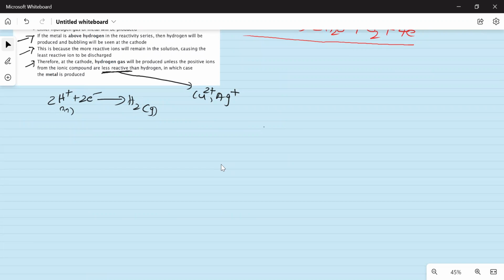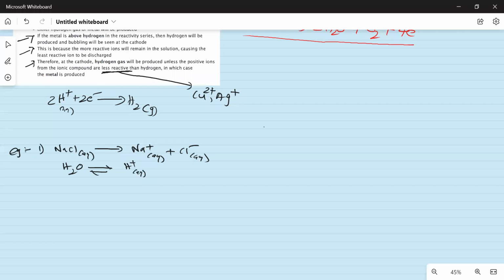We'll see the first example. The example is given above, the very first example we started: sodium chloride aqueous, example number 1. First of all, my dears, we have to write the equation that makes ions. So sodium chloride aqueous will make Na plus aqueous as well as Cl minus aqueous. And we can't forget our H2O, which is very important. That gives you H plus aqueous as well as OH minus aqueous. So here we have competitors.